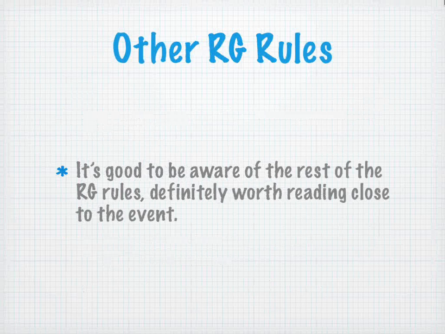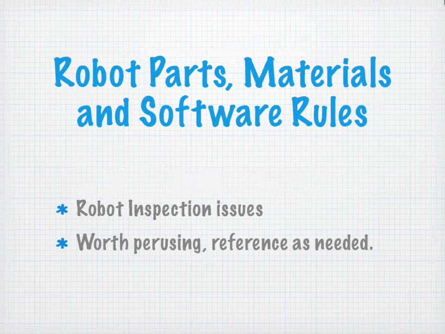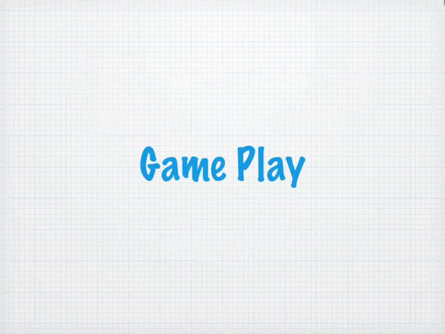There's a bunch of other RG rules. I recommend that you read them and be aware of them so that you can reference them during the day if you have to. There's a whole bunch of rules on robot parts and materials and the software rules. Again, you should have a little bit of familiarity with the basic gist of what's going on there, but that's not something you need to thoroughly understand or memorize in advance. But bring a copy of it to the event and reference it as needed if you have to settle an inspection dispute. So let's start getting into the gameplay.